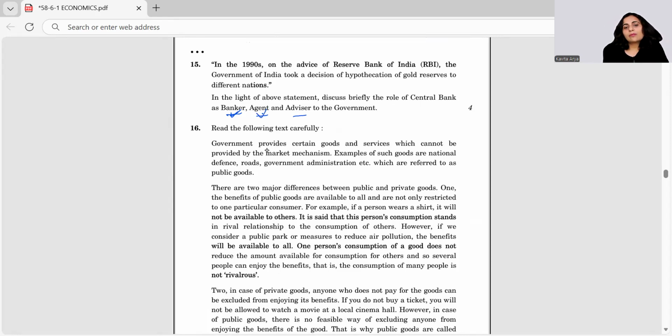As agent, you may talk about that it works for the public debt and all, right? Advisor, you may say that it advises the government on many economic issues, on the investment issues, right? Investment opportunities which prevail in the economy inside your country or outside your country. So this way you have to discuss about all the three mentioned segments. It's not that any one or two parts would suffice. All the three aspects have to be given for 4 marks, right? Moving ahead.